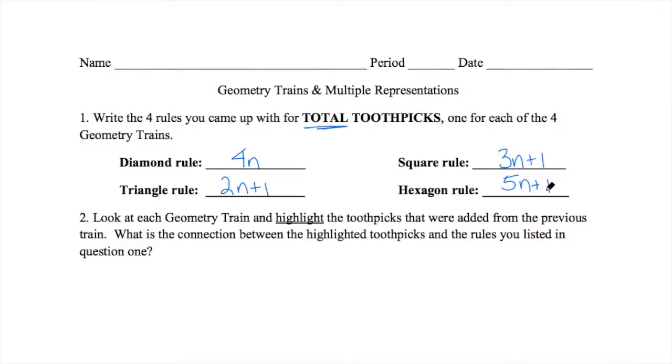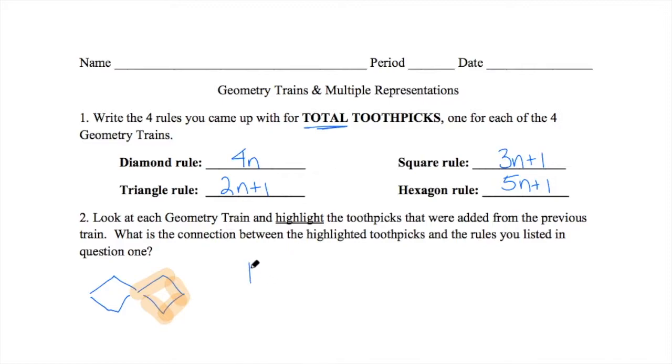So if we look at each geometry train and highlight the toothpicks that were added from the previous train, okay? So in the diamond, for instance, I'm going to draw train 2. Okay, there's train 2. So of these toothpicks, which ones were the new ones that were added? So this one was new, this, and this. Okay, so in the diamond, 4 toothpicks were added new in the next one.